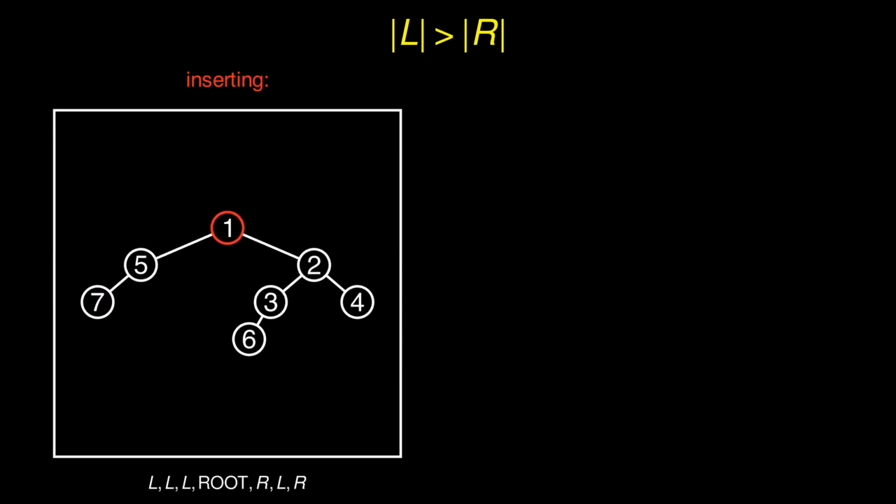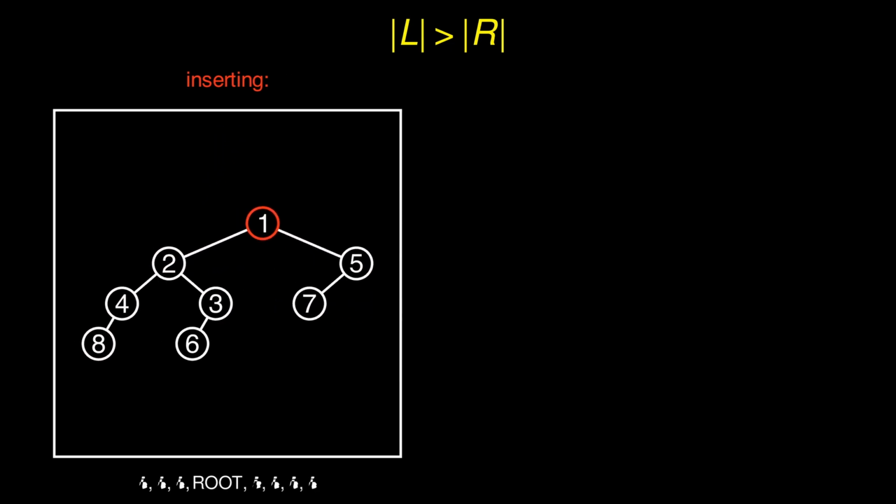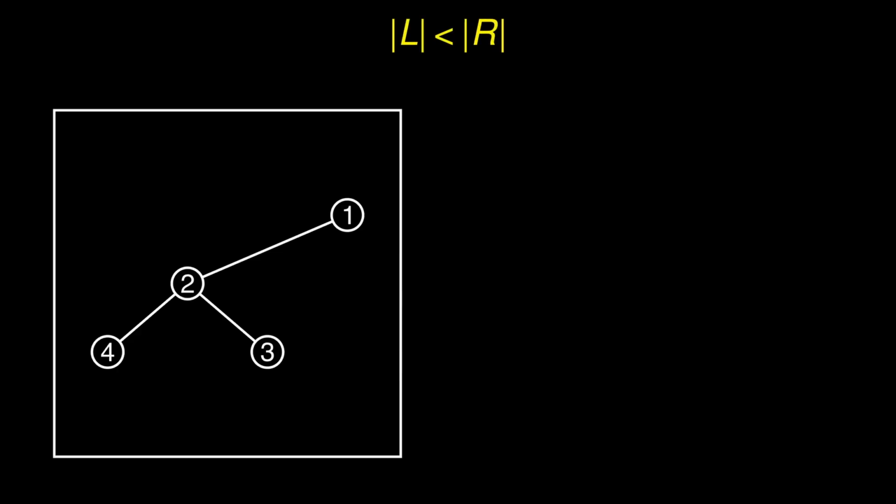Since the number of nodes inserted after is even, we know that there is an equal number of nodes inserted after the root into the left and right subtrees. Let's call this number y. Then we know also that the size of the right subtree is y, and that the size of the left subtree is the position of the root plus y. This implies that the position of the root is the size of the left subtree minus the size of the right subtree.